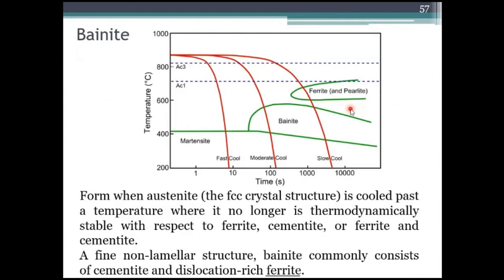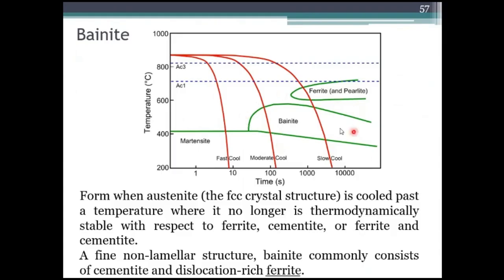Next is bainite. Bainite is nothing but when you take an austenite and it is cooled further, past a particular temperature, whether it is thermodynamically stable or in equilibrium or not, when it is continuously cooled past that temperature, it will yield another formation of a non-laminar structure, which will be comparatively rich in ferrite, consisting of cementite and dislocation.